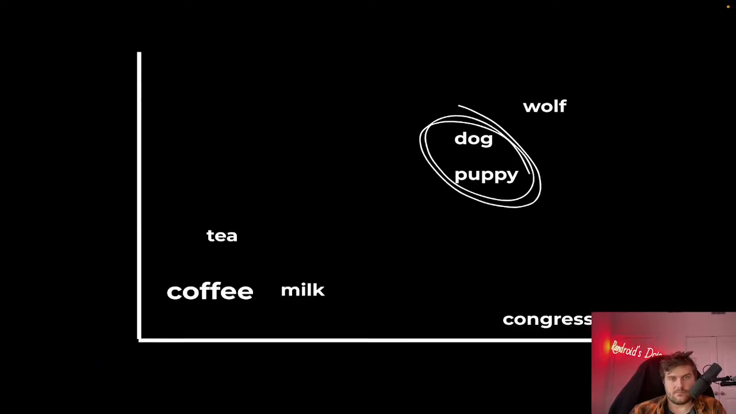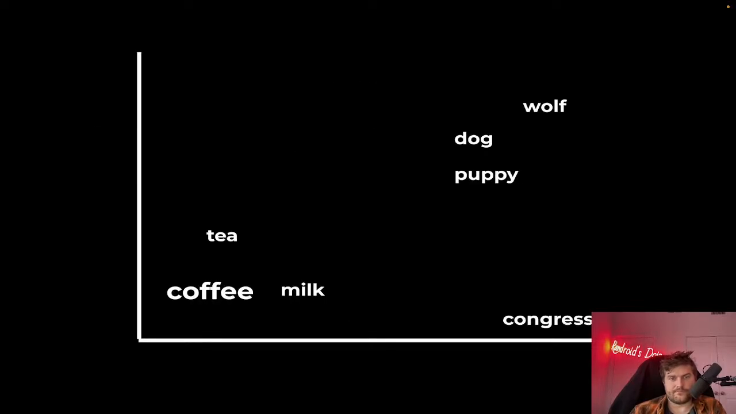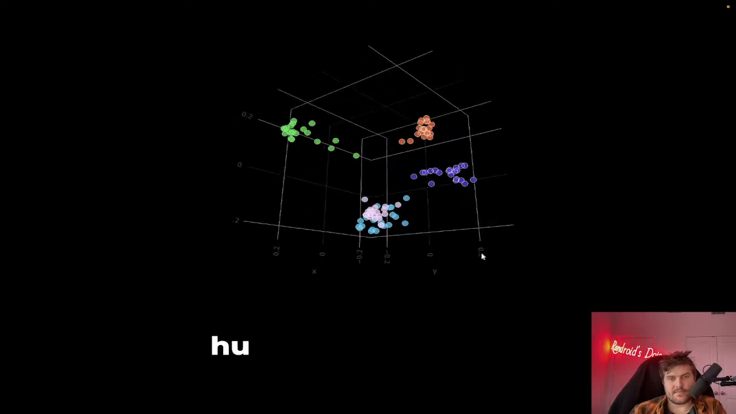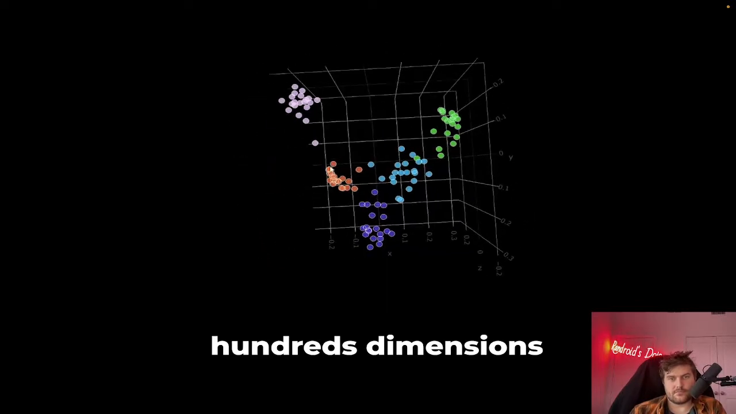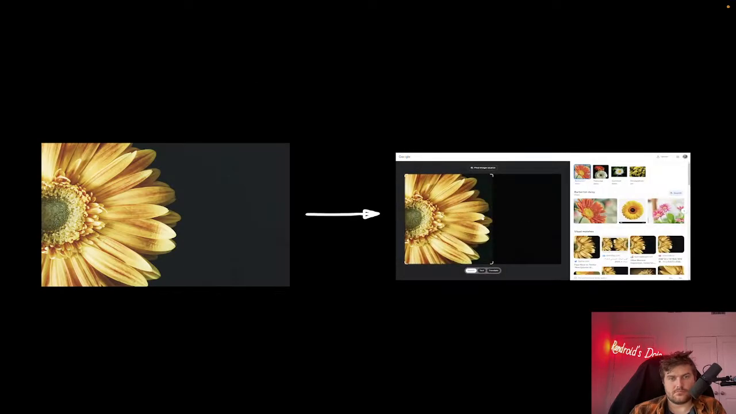The words dog and puppy are often used in similar situations, so in a word embedding, they would be represented by vectors that are close together. While this is a simple 2D example, in reality, the vector has hundreds of dimensions that cover the rich multi-dimensional complex relationship between words. Images can also be turned into vectors too, and it's how Google does similar image searches.